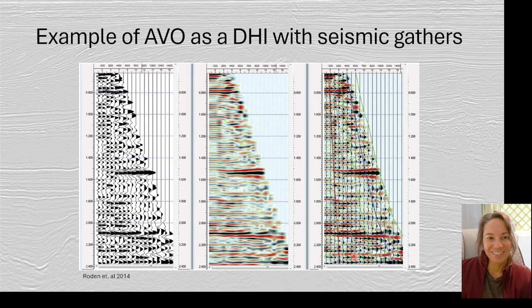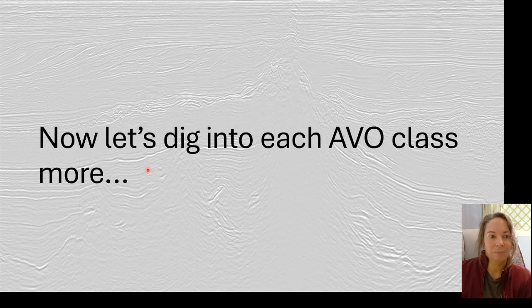All right. So here's another example. Here we're looking at a class 3. We're looking at it with the wiggles and the variable density displays, and then an overlay of them. Our reservoir is right here around 1.55 seconds or so. What you'll notice in these gathers is we have a very weak, hard to see peak, or trough actually. It isn't too much above the noise. And then as we move out with angle and distance, it gets much stronger. We could see that in any of these 3 displays.